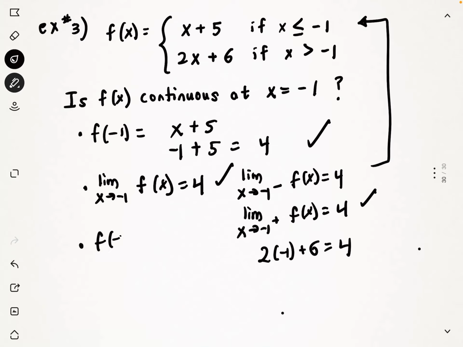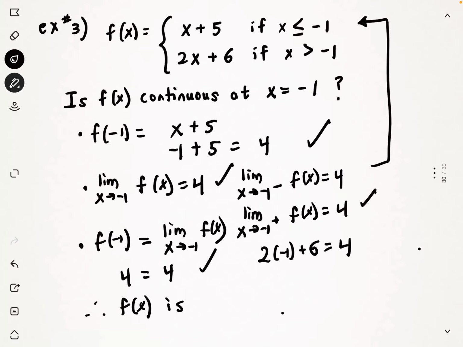And then finally, does f of -1 equal the limit as x approaches -1? Do the first two values equal each other? Yes, they do. So this is the one example that we have where the function is continuous, and you must write a statement. So we say, therefore, f of x is continuous at x equals -1.